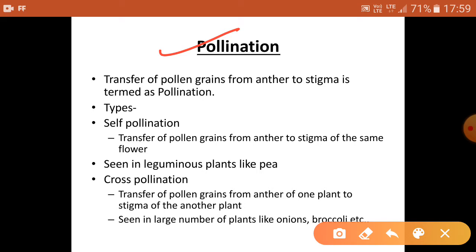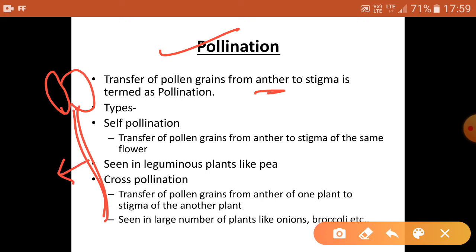Pollination is the transfer of pollen grains from anther to stigma. We know pollen grains are the male gametes, so they will be transferred from the anther. Anther is a bilobed structure like this. It has a filament also at the basal part. So, this long stalk-like structure is the filament, and this bilobed structure is the anther. Inside the anther there are many pollen grains, and pollen grains are said to be the male gametes.